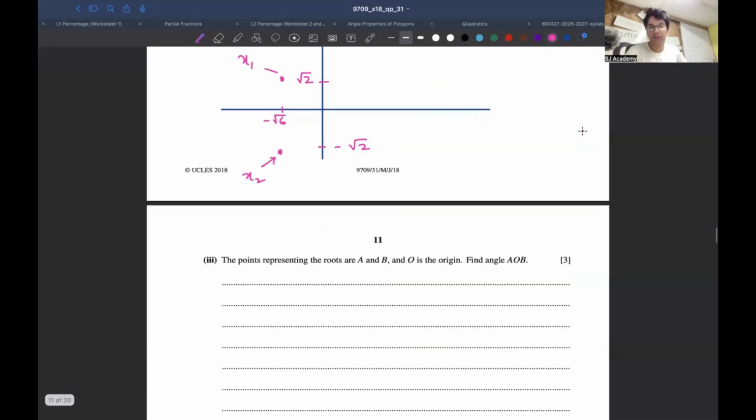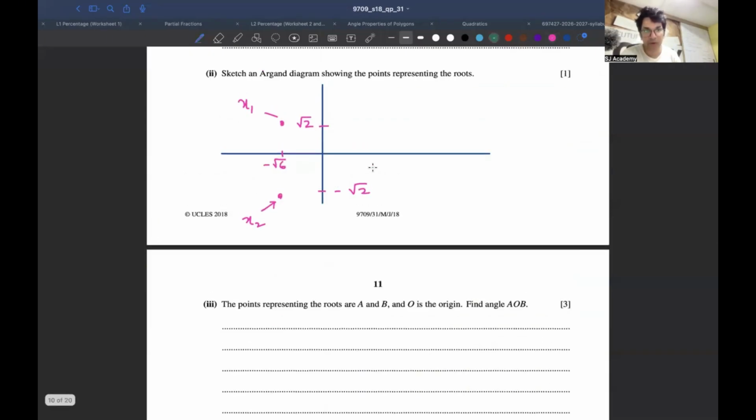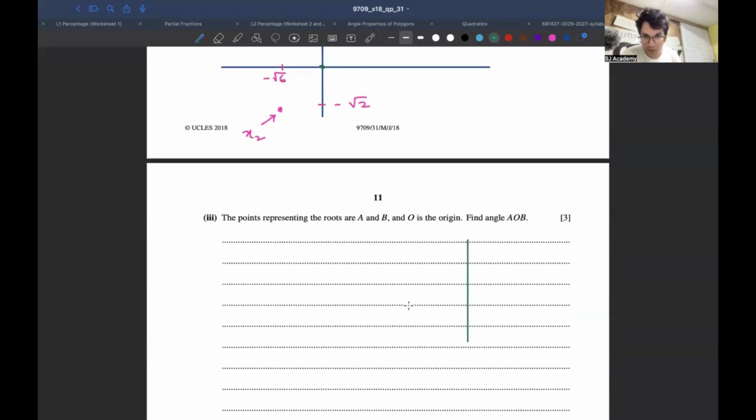Now it says the points representing the roots are A and B, and O is the origin. We have to find the angle AOB. Now to find the angle AOB, we already have made this Argand diagram. This is the origin. So quickly making the same points separately over here. Let's say this is root 2, this is minus root 2, and this is minus root 6. So this is point A, this will be point B, and this is the origin. So we can just simply make a triangle.